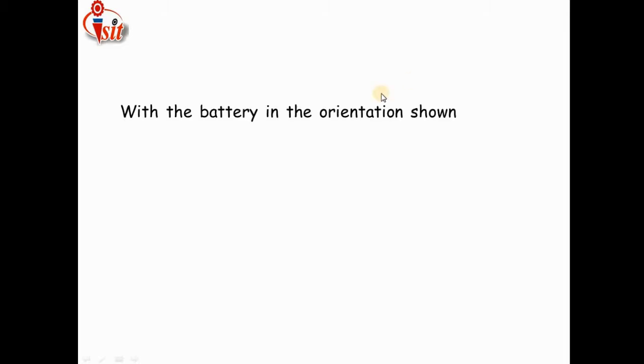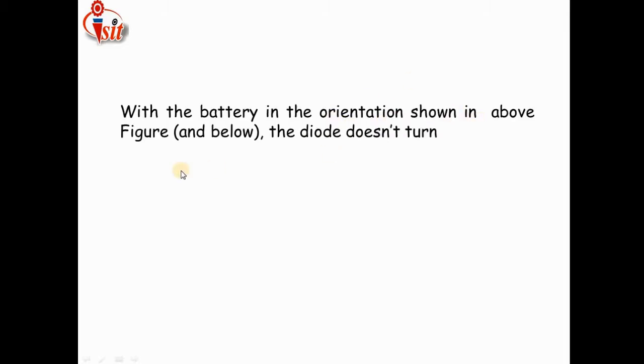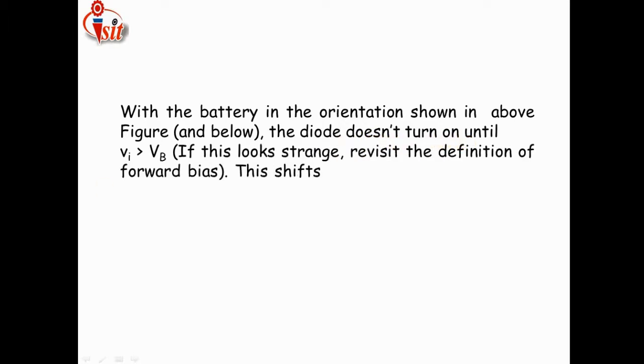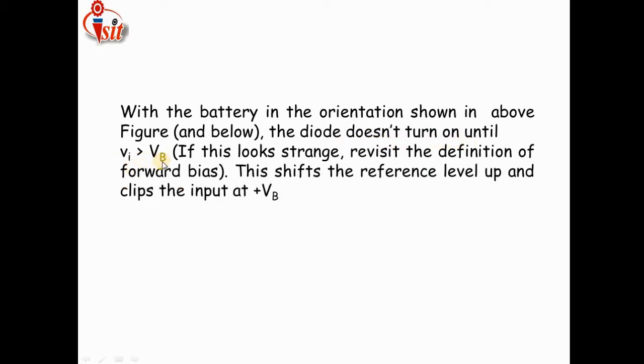Along with this, with the battery in the orientation shown in the figure below, the diode doesn't turn on until the input voltage is greater than the bias voltage. If this looks strange, revise the definition of forward bias. This shifts the reference level up and clips the input at the positive bias voltage, and passes everything for input voltage less than the bias voltage.